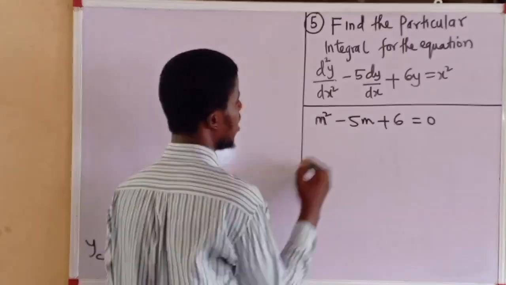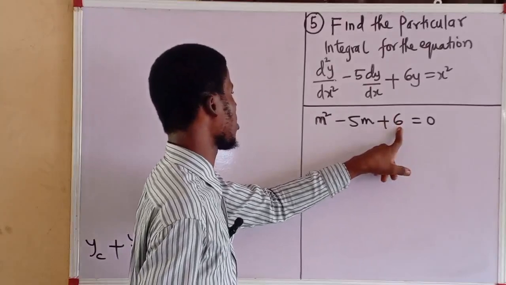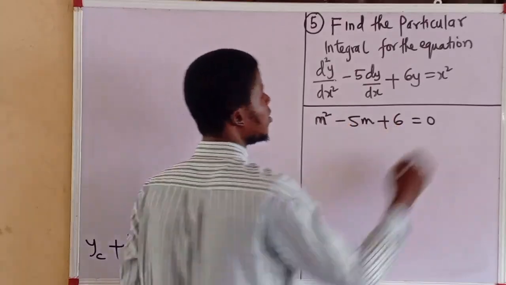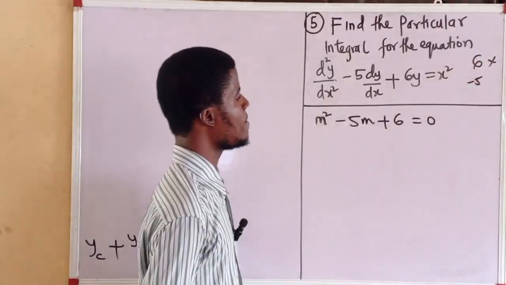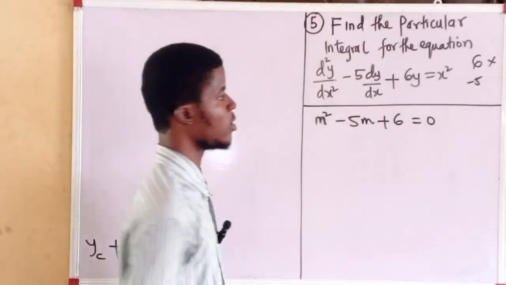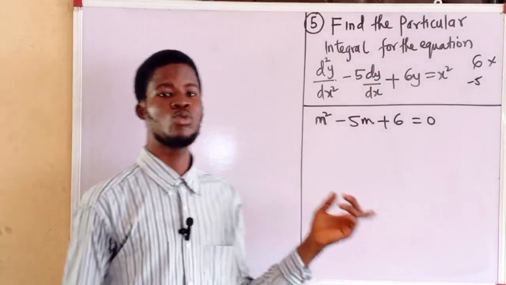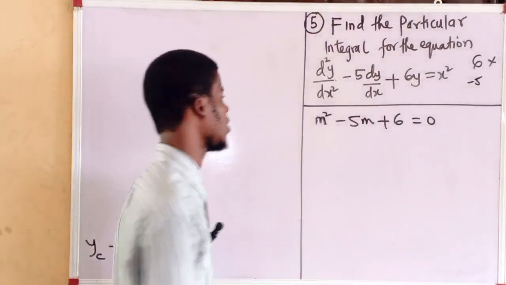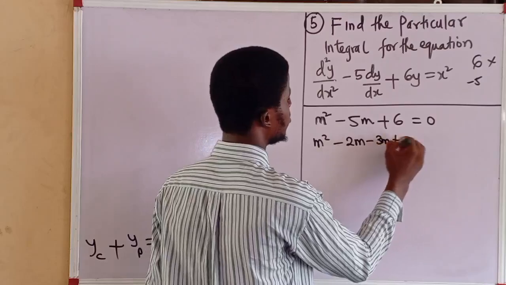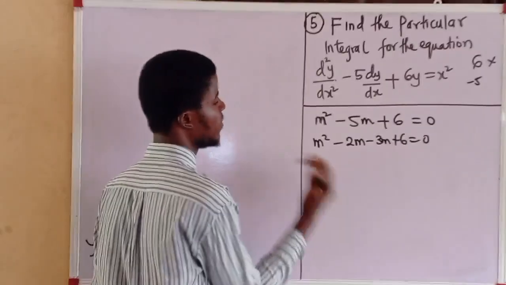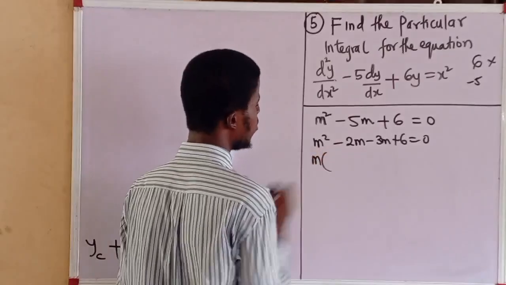All right. So I need two numbers that when multiplied give me 6, and when added give me minus 5. The two numbers are minus 2 and minus 3. Minus 2 times minus 3 is 6. Minus 2 plus minus 3 is minus 5. So m squared minus 2m minus 3m plus 6 equal to 0. So let's factorize by grouping in twos. For this first two, m is common.